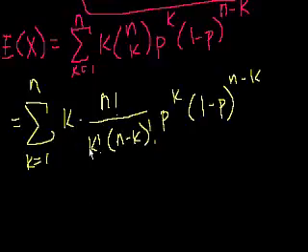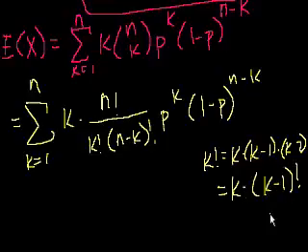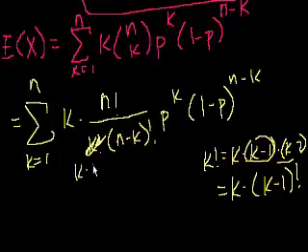Maybe I could rewrite it a different way. K factorial is k times k minus 1 times k minus 2, and so forth, all the way until you get to 1. This is k factorial. So k factorial could be written as k times k minus 1 factorial. It's k times the number 1 smaller than k times all of the numbers below it. And the whole reason why I did that is so I can cancel this k out with that k.